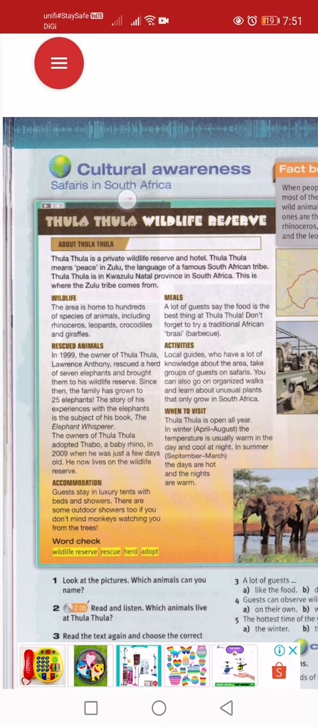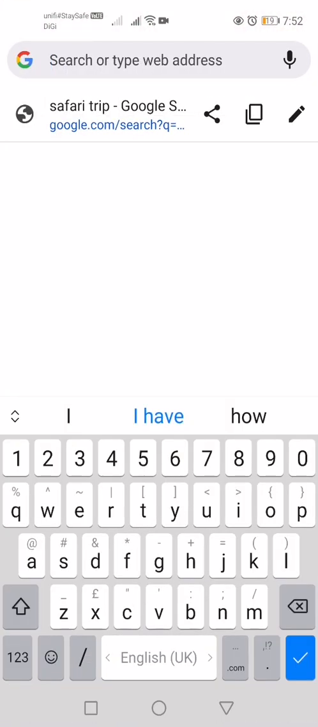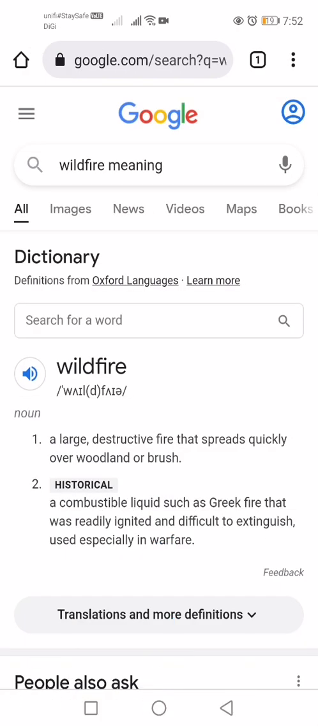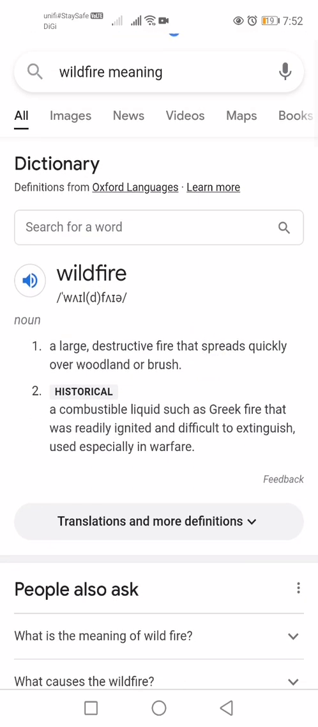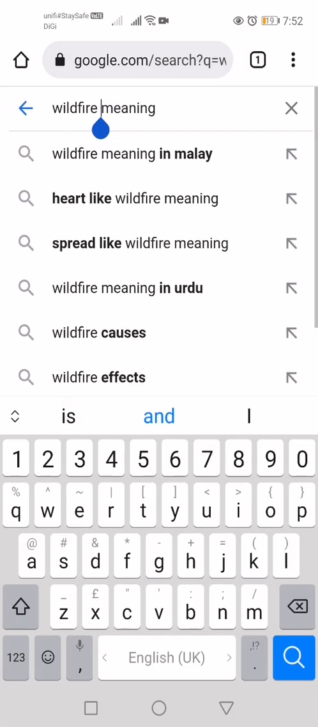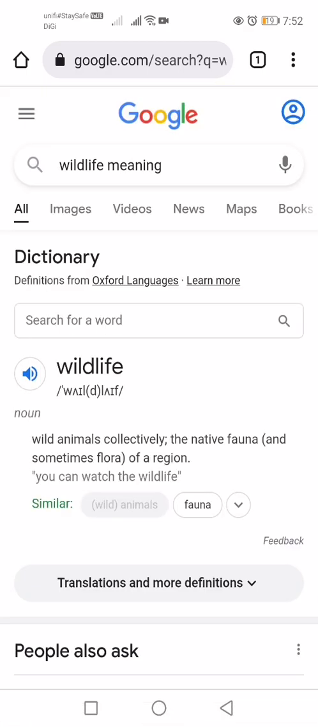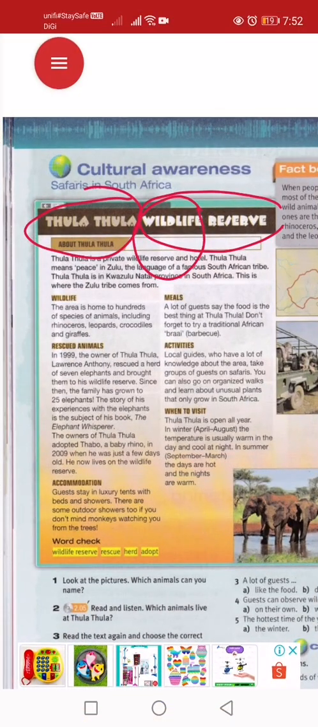So this place is called Tula Tula. I hope I'm pronouncing it right. I didn't check, but if you follow Malaysian pronunciation, it is Tula Tula. Tula Tula Wildlife Reserve. Apa maksud wildlife? Wildlife ialah binatang-binatang liar. Let's look at the meaning more specifically. Wildfire is a large destructive fire, that's not this. Wildlife means wild animals, haiwan-haiwan liar.